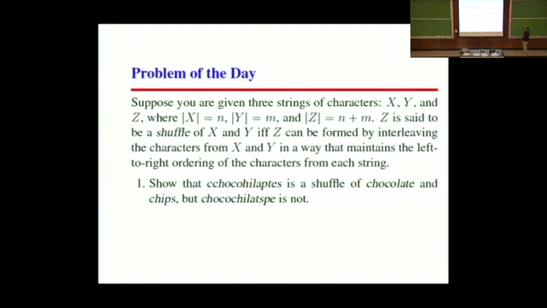It says you're given 3 strings of characters, X, Y, and Z, where one is of length n, one is of length m, and one is n plus m. We'll say that Z is a shuffle of X and Y if you can form Z by interleaving the characters from X and Y in a way that maintains the same left to right ordering of the characters from each string. It says show that this thing is a shuffle of chocolate and chips, but this one is not. Does everybody kind of see it?